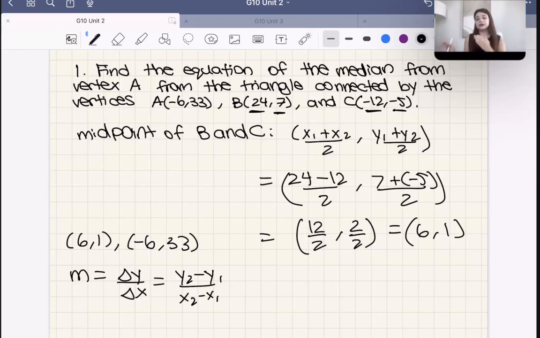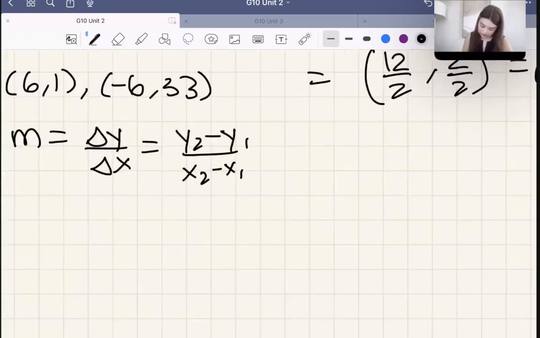We're finding the slope between A and the midpoint of B and C, which we just figured out, right? So just definitely keep that in mind. It's a common mistake I see students make where they will find the midpoint and also the slope for the same thing, and no, it's different, right? It's two different things we're doing there.